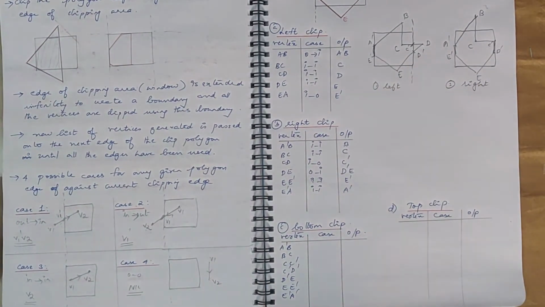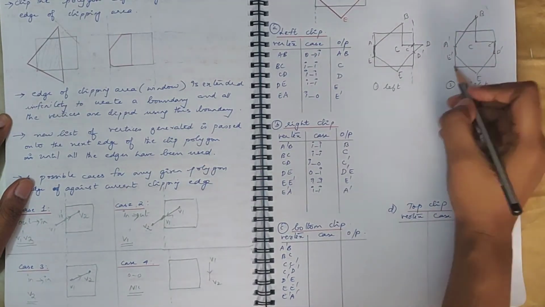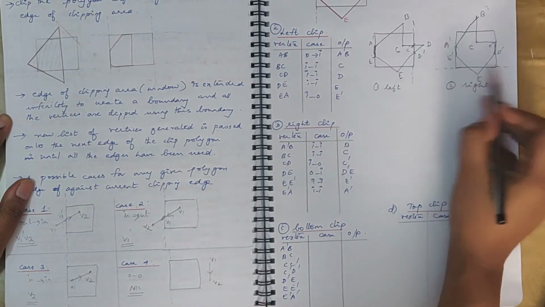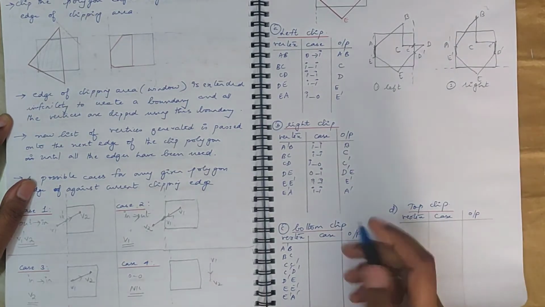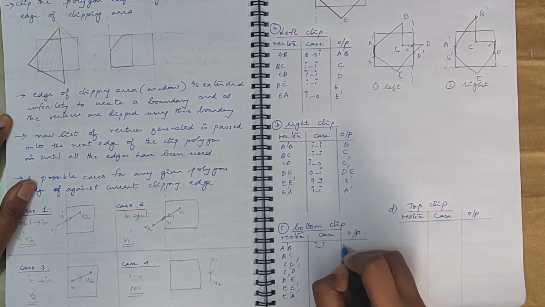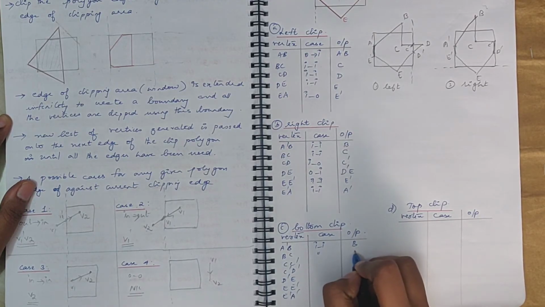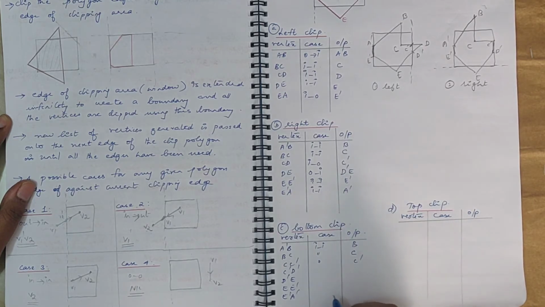So now let me take each of the edges. So A dash B. So again, you are considering the bottom edge now. Okay. So let me fill this table quickly. So you are considering the bottom edge. So all these vertices will come inside. So A dash B is inside. So you'll only store the second vertex. B C is also inside, right? So you'll store the second vertex. C dash is also inside. So store the second vertex.